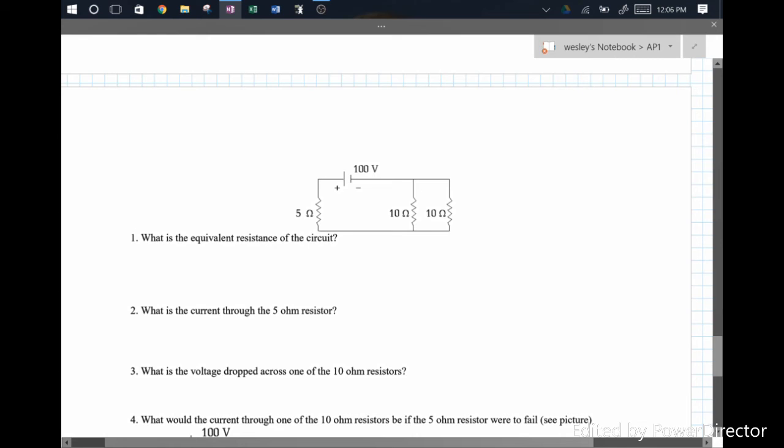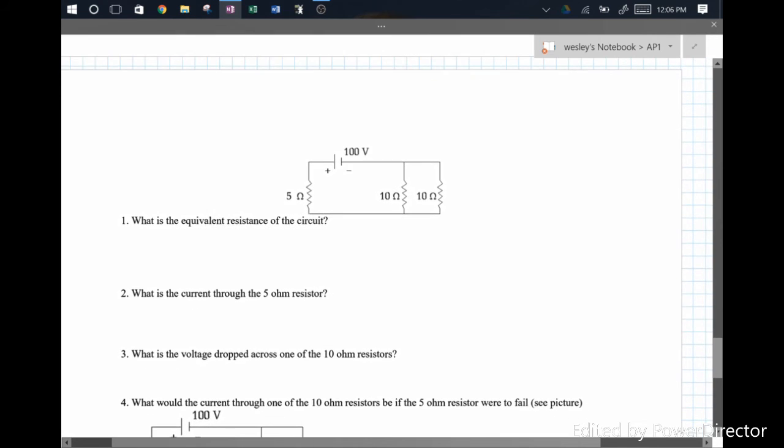For this one, what's the equivalent resistance of the circuit? So we're going to go through and we're going to combine things. The first thing we combine is the 10 ohm resistors. So I have 100 volts, 5 ohms. And we put those two 10 ohm resistors together. 1 over 10 plus 1 over 10 is equal to 1 over R. You get 0.2. So R comes out to be 5 ohms.